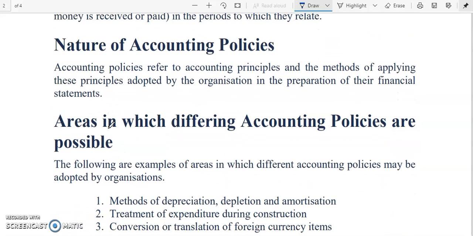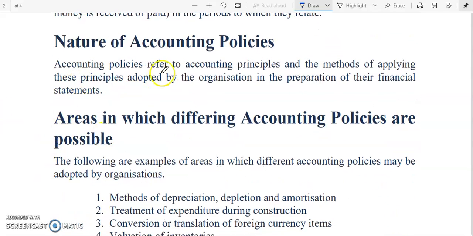Accounting policy means the accounting principles or methods of applying those accounting principles by an organization in the preparation of the financial statement. So, accounting policy is the accounting principle and method of applying those principles for the purpose of preparation of financial statement.